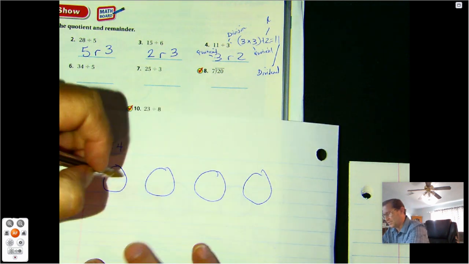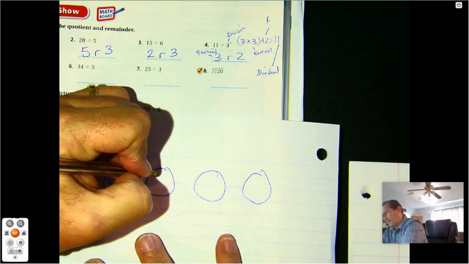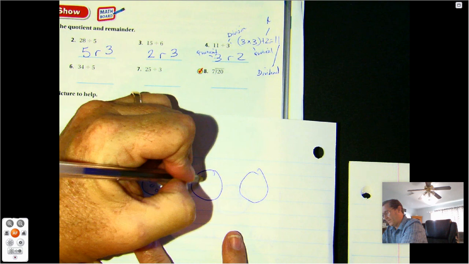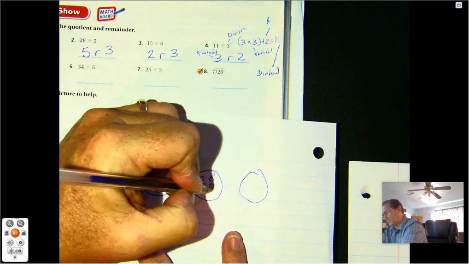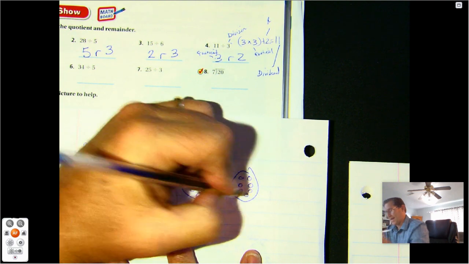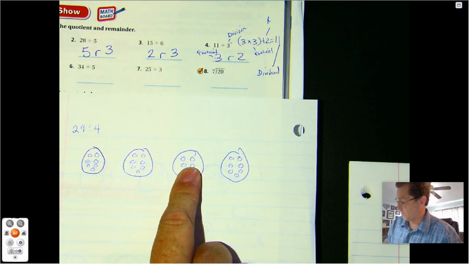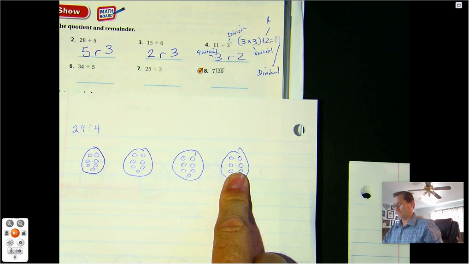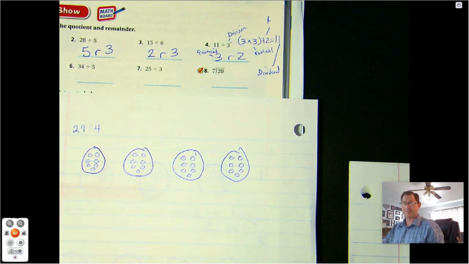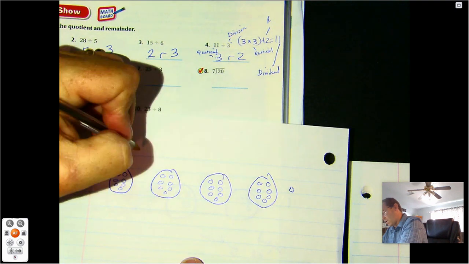1, 2, 3, 4, 5, up to 28. Okay, so 7, 14, 21, 28. Because I counted by 4s and I said I should be able to get 7. That would give me 4 times 7 is 28. And 1 left over. All right, so 7 remainder 1.